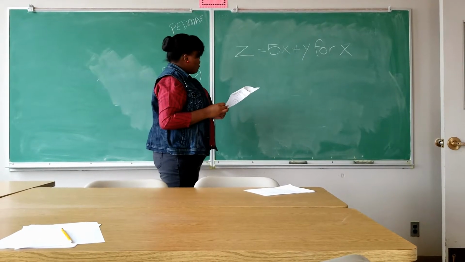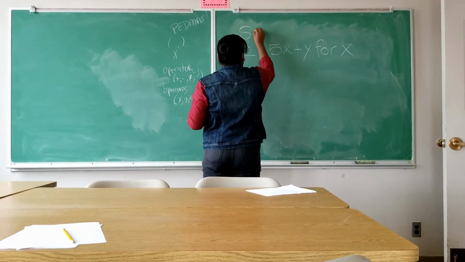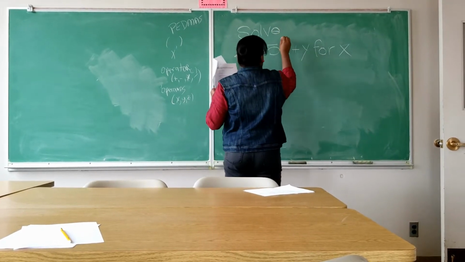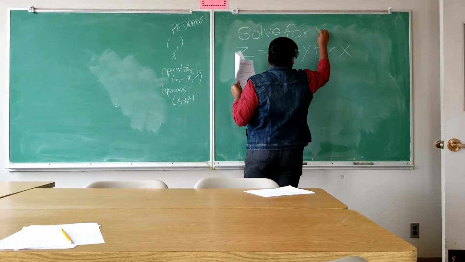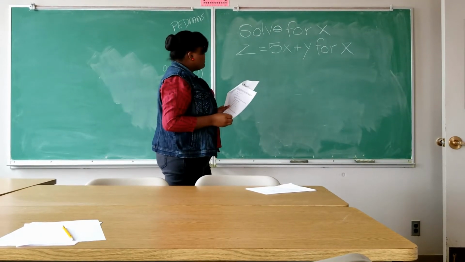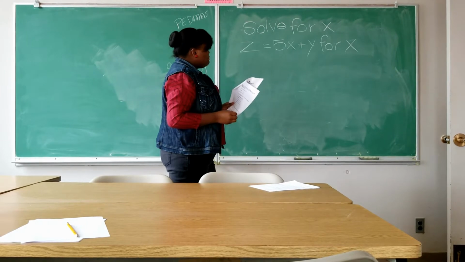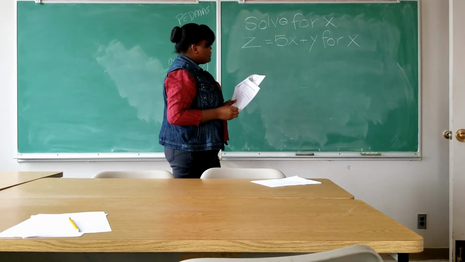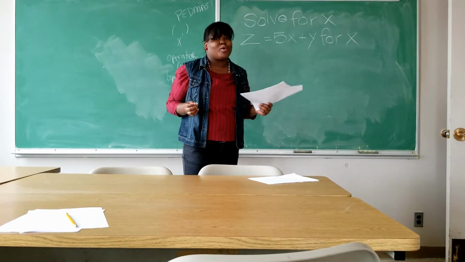It says solve for the x, right? x. Good. So what's the first thing you're going to do? How do you isolate x and keep it on one side? That's the whole thing. I wouldn't have a clue.